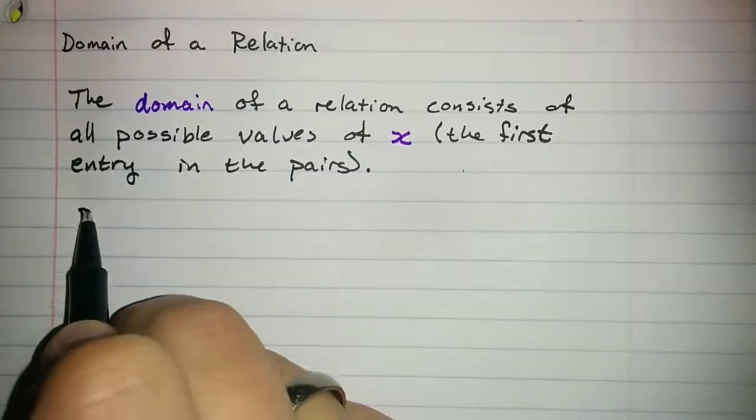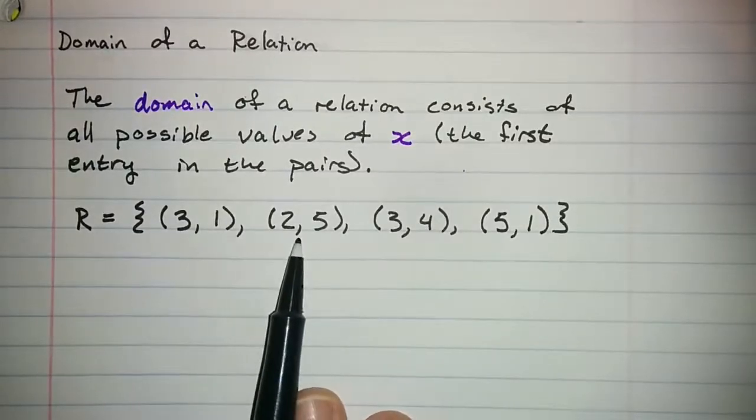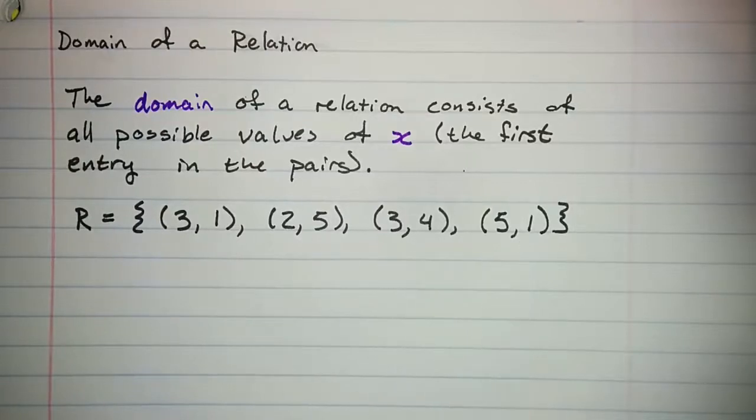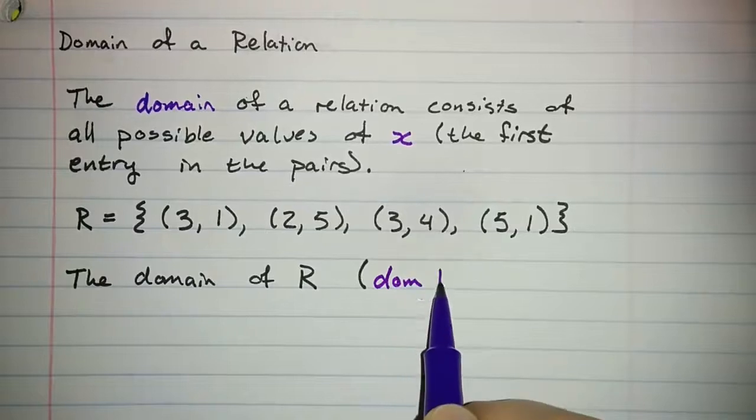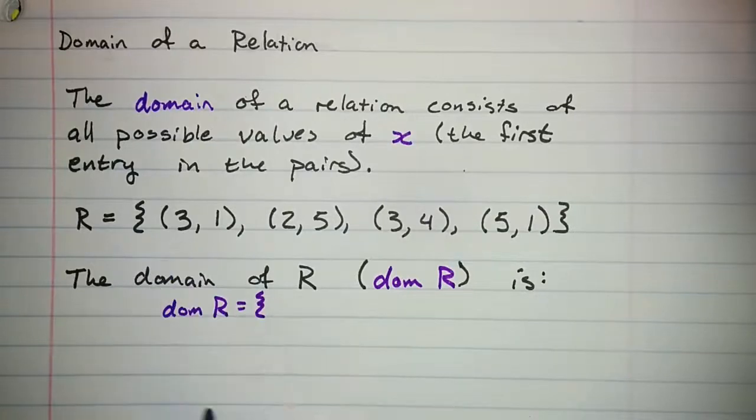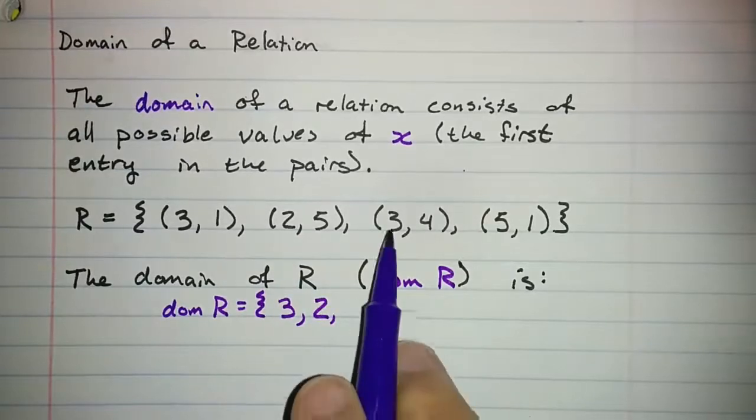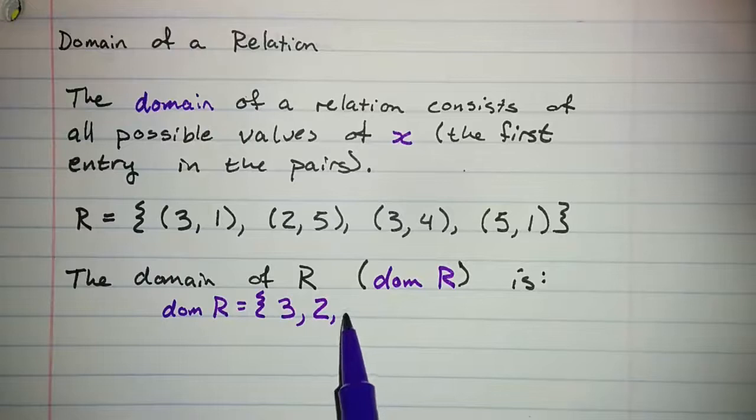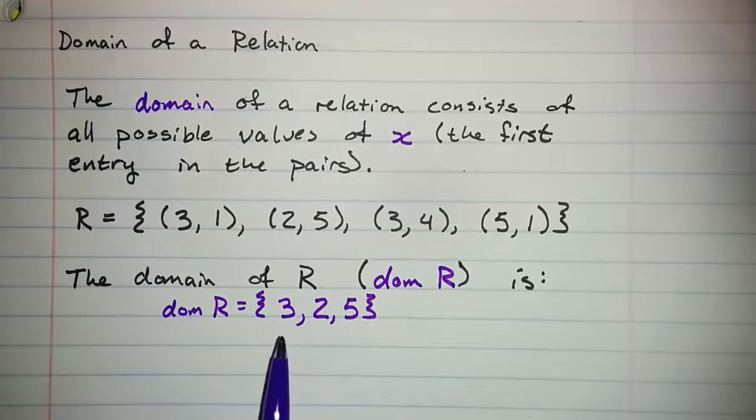So, for example, if R is the relation consisting of the four pairs (3, 1), (2, 5), (3, 4), and (5, 1), well then its domain, which we write dom R, is: 3 appears here as the first entry in a pair. Here's 2. Here's 3, but we don't need to repeat ourselves. And here's 5. The domain consists of just the three numbers 3, 2, and 5.